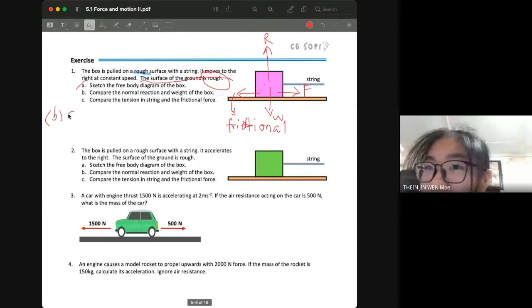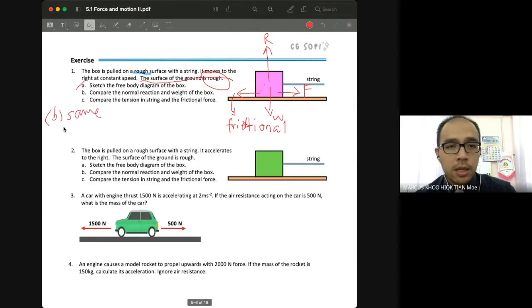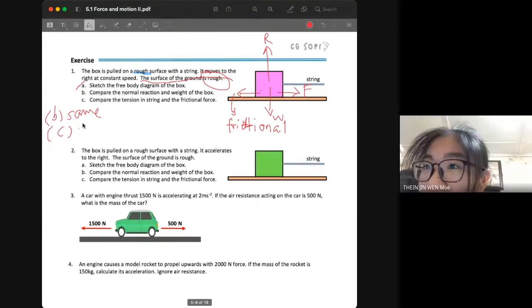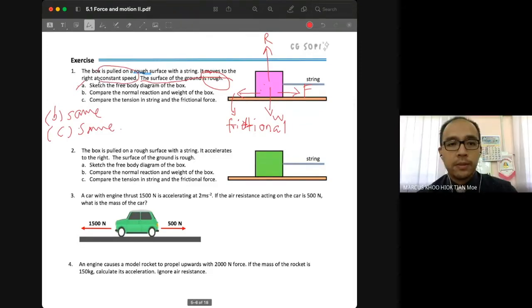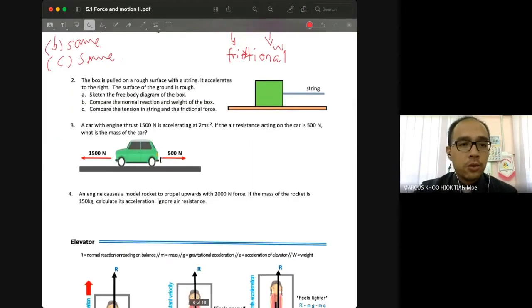Same. Okay, same. Very good. C. Compare the tension in the string and the frictional force. Same. How do you know it's the same? Because it's constant. Very good. Because it's constant speed. Anything that moves with constant speed means, is this box going to move? It is going to move. Okay, but the force and the frictional force are the same. Okay, very good. All right, number 2.